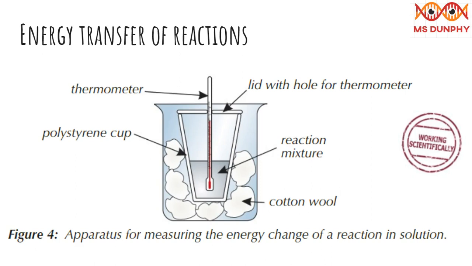You can use this method to investigate what effect different variables have on the temperature change, and so the amount of energy transferred. For example, you could investigate the effect that changing the amount of reactant has on the energy transferred. This could be done by repeating the experiment with a different mass or concentration of one of the reactants each time. When we did this experiment in class, we used hydrochloric acid and sodium hydroxide solution.